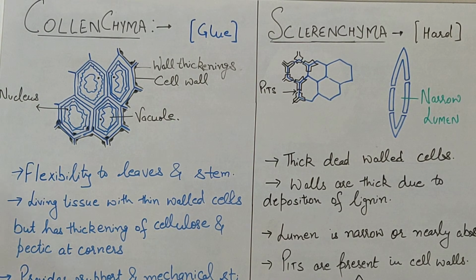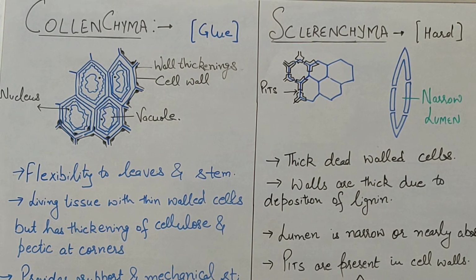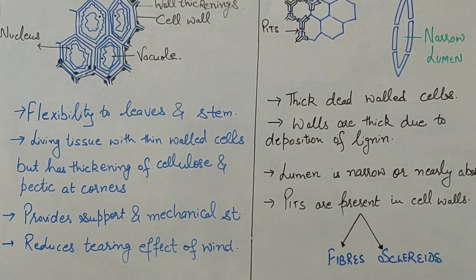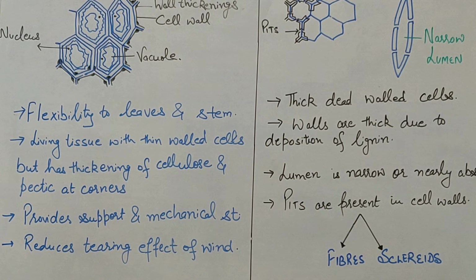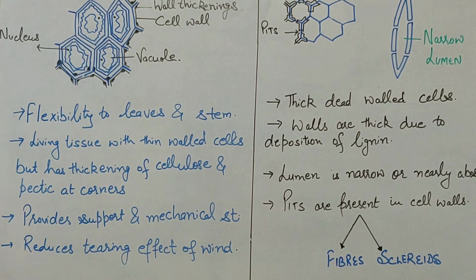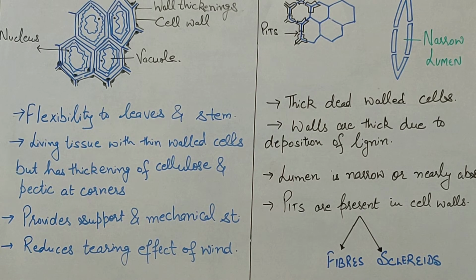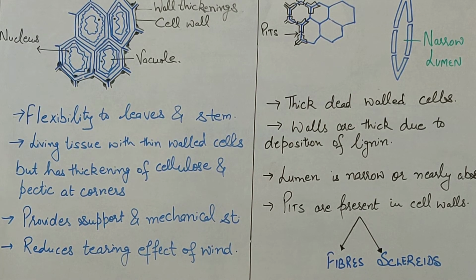It is present in leaf stalk below epidermis. These are the features of collenchyma. Now let's discuss functions of collenchyma. Functions of collenchyma include that it provides support and mechanical strength to plant. It provides mechanical support, elasticity and tensile strength to the plant body.